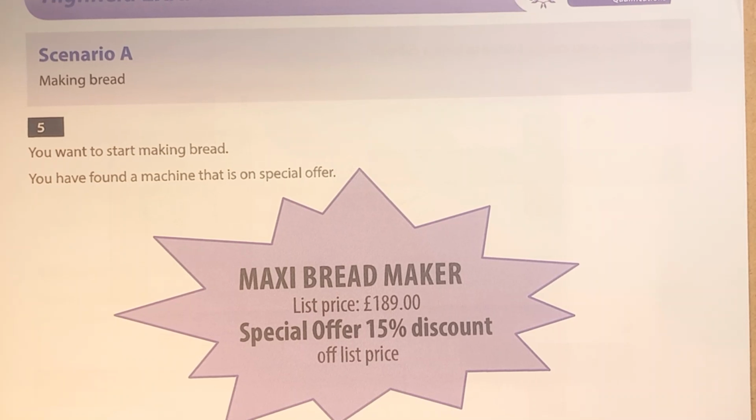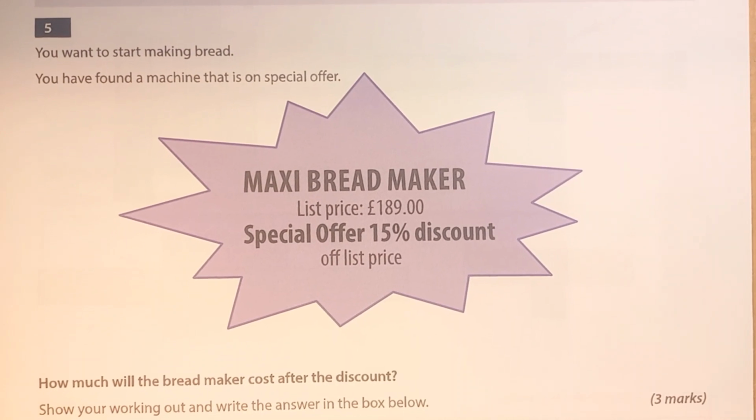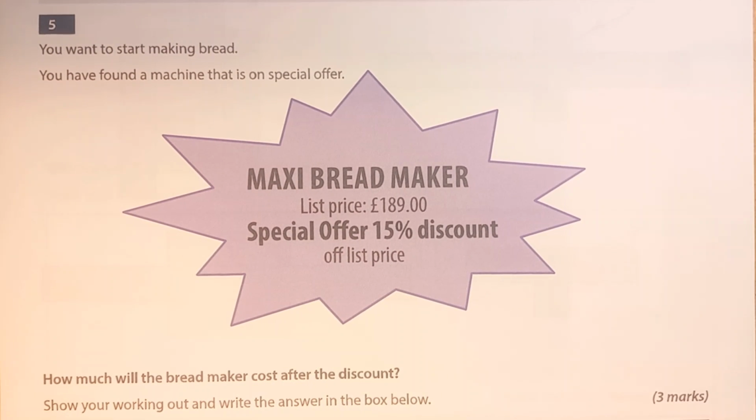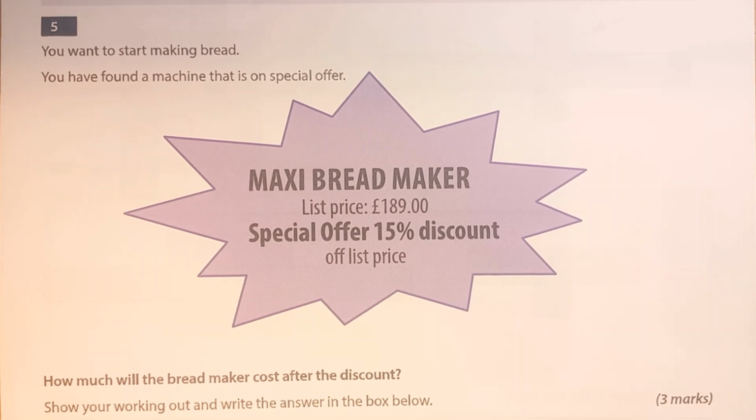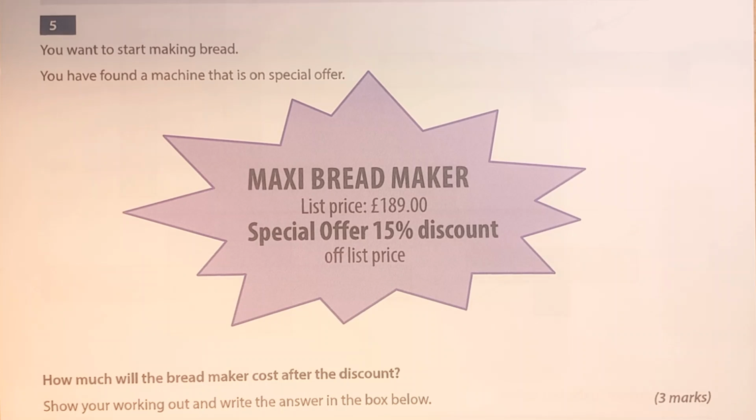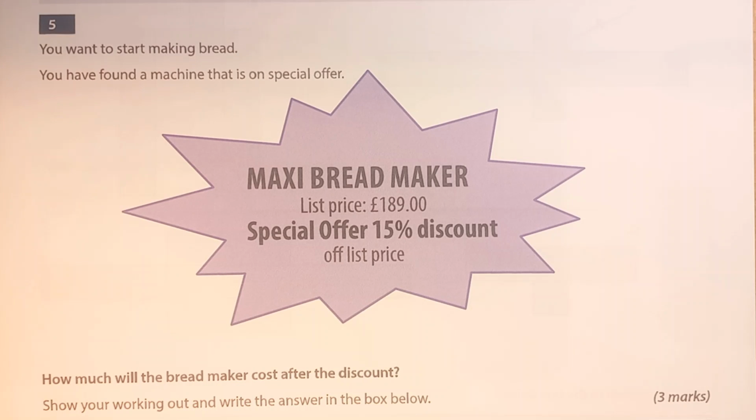Okay, scenario A, making bread. Question 5. You want to start making bread. You have found a machine that is on special offer. Maxi Bread Maker. List price £189. Special offer: 15% discount off list price. How much will the bread maker cost after the discount? Show your working out and write the answer in the box below.